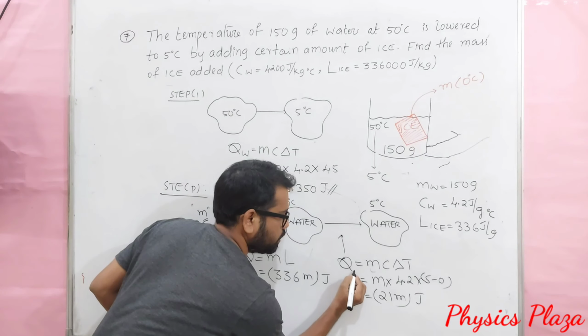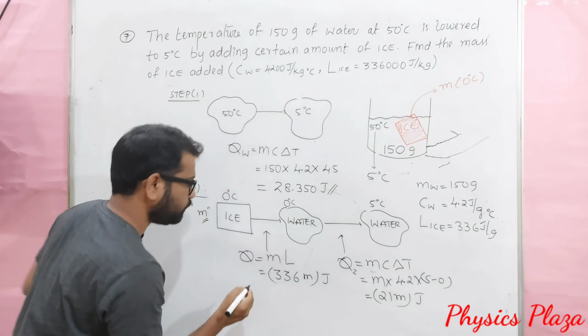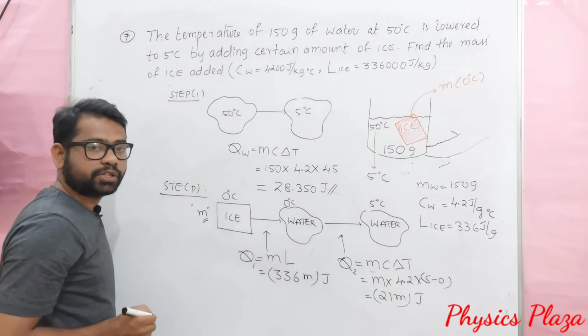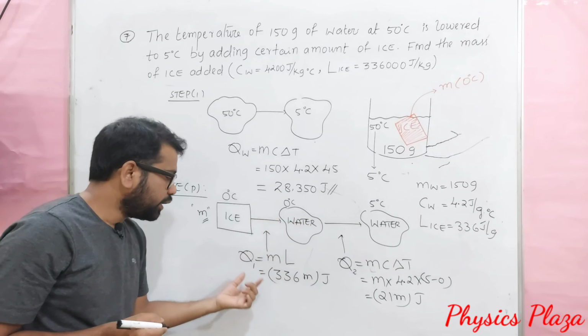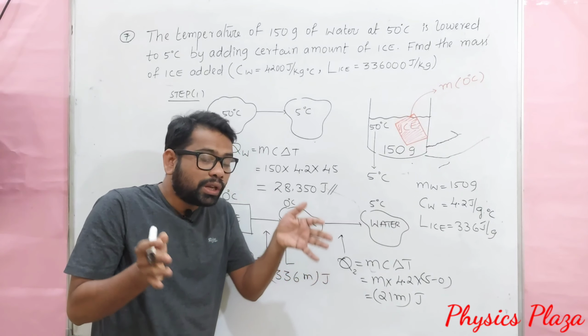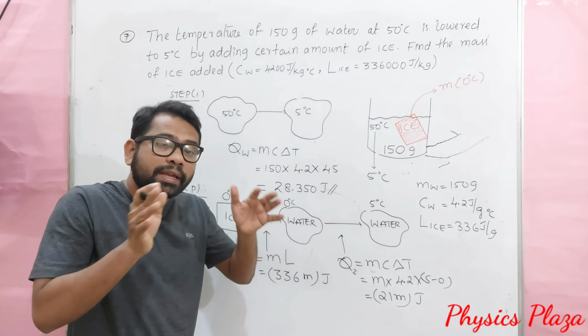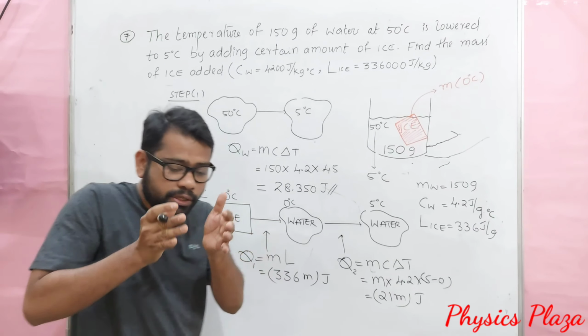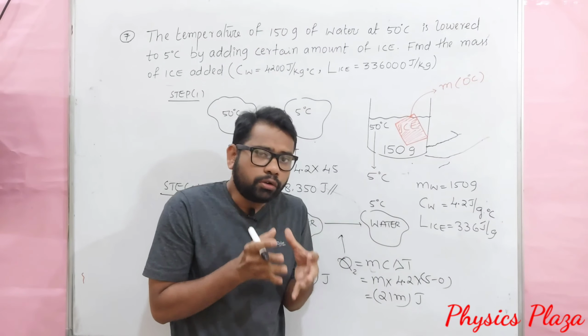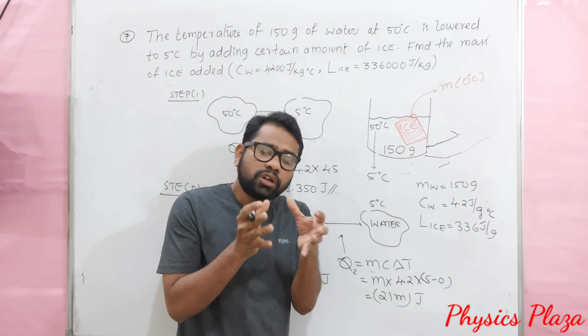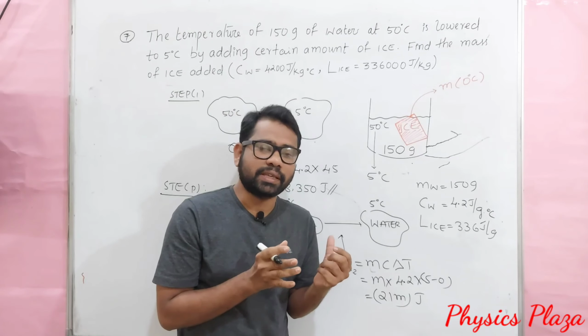So let us say it is Q2. Here let us say it is Q1. Children, Qw is the heat lost by the water. And Q1 and Q2 is what? Total amount of heat gained by the ice to convert from 0 degrees Celsius ice to 5 degrees Celsius water. Now what we have to do in order to calculate the amount of mass is used in this case actually.